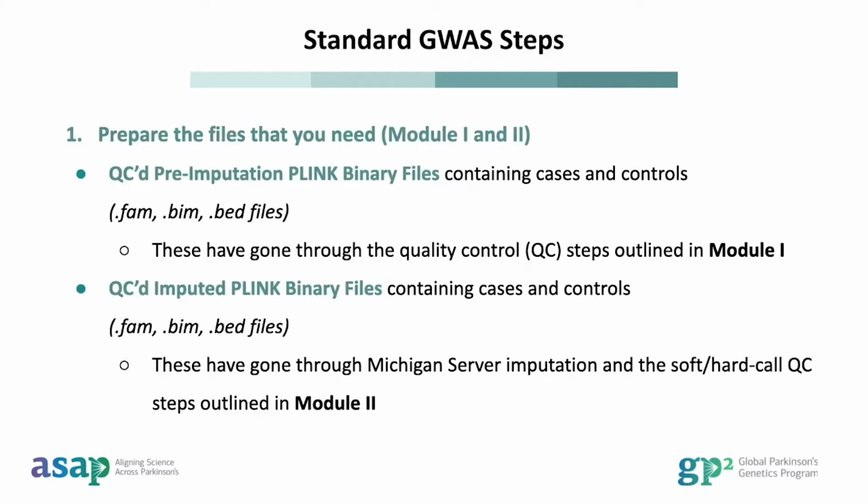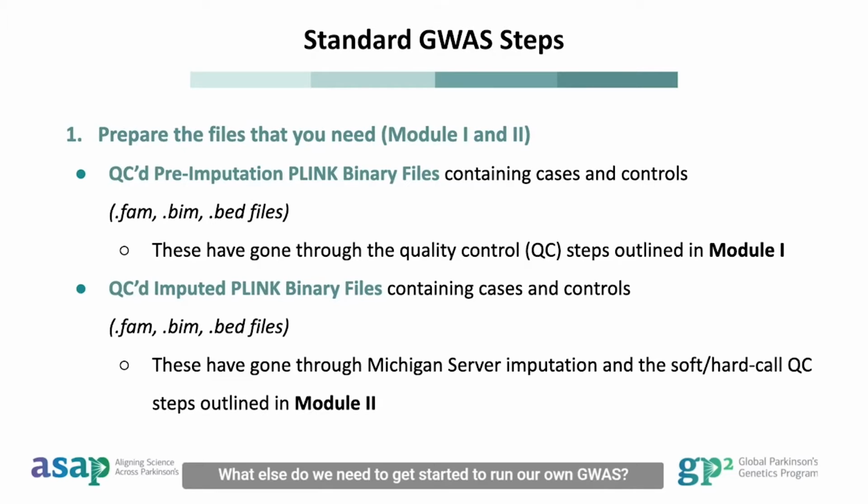What else do we need to get started to run our own GWAS? It is important to note that the data we will be using in this course is simulated European data. In Module 1, we were walked through the appropriate quality control, and in Module 2, we were walked through how to impute this data if you were starting with genotype or exome data. Both sets of files will be important moving forward.